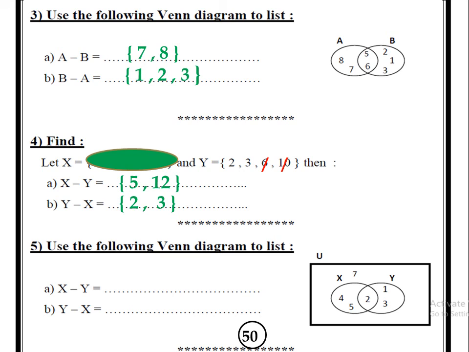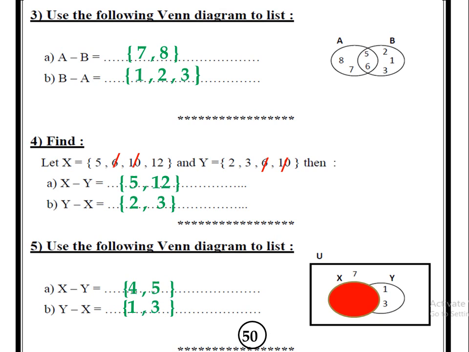Number 5, use the following Venn diagram to list X minus Y. I'm going to cover the set Y. What's left in X is 4 and 5. The element 7, sorry, which is outside the set X in the universal set, is not included in my answer, because as we said before, the difference is between two sets. There is no relation to the universal set with it. Y minus X, this time I'm going to cover the X. What are the elements left in Y? It's 1 and 3.